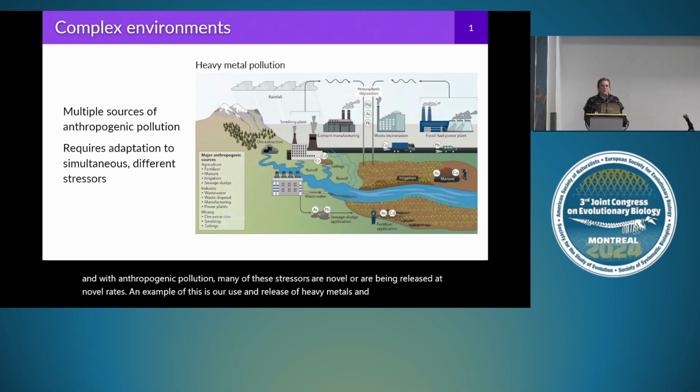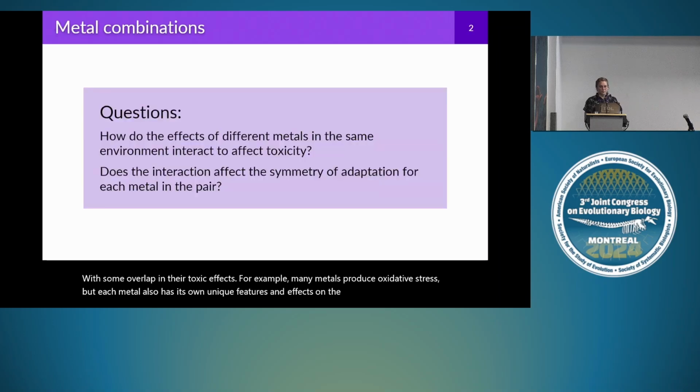And using a system of multiple metals has been really cool because I have a suite of stressors with some overlap in their toxic effects. For example, many metals produce oxidative stress, but each metal also has its own unique features and effects on the cell. So with this system, I'm interested in questions like how do multiple metals interact to affect environmental toxicity, and how does this affect the mechanisms underlying evolutionary rescue?